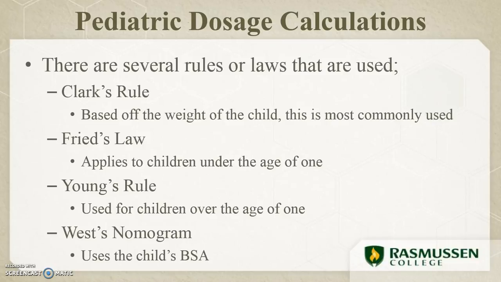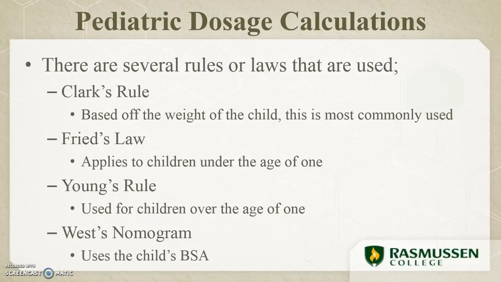We use Clark's rule, Fried's rule, Young's rule, and the West nomogram. Clark's rule is the one that we use the most, and it is so commonly used for drug dosages for children, but it's based off of their weight versus anything else for them. Fried's law applies to children who are typically under the age of 1, so newborns and infants.